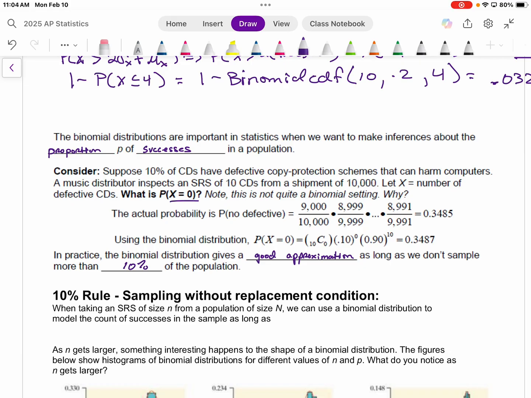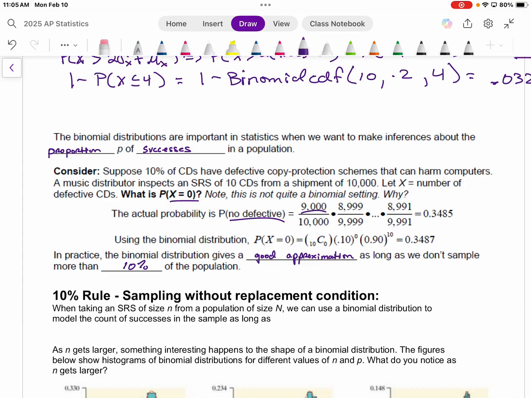Note this is not quite a binomial setting, and the reason why is, as we start off trying to figure out the probability there are no defects, we would start off with 9,000 over 10,000, and then we would multiply it by 8,999 over 9,999, and we would keep going down, and we're changing stuff.